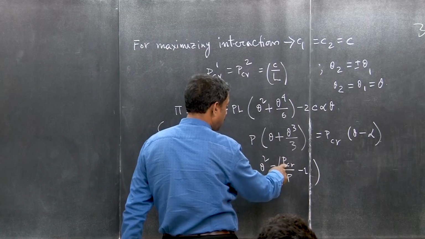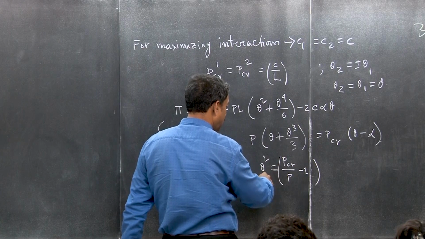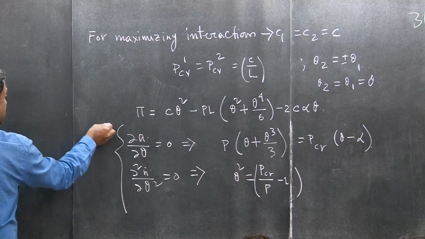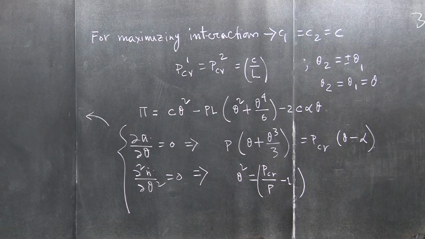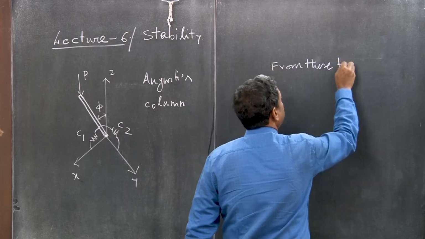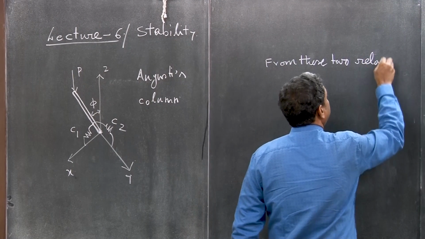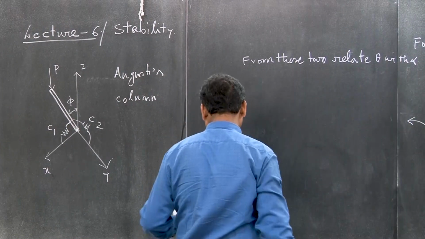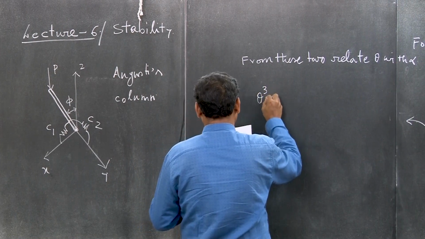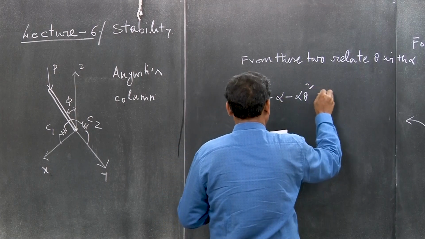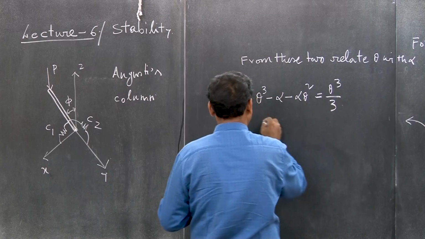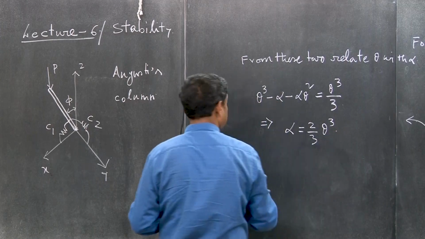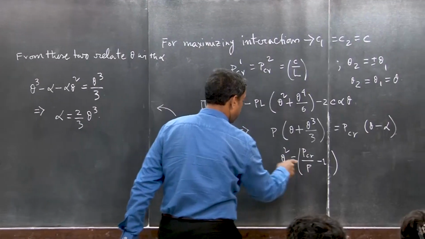So, we can write PCR is nothing but 1 over 1 plus theta square. Combining these two expressions, let us relate theta with alpha. You please see that theta cube minus alpha theta square is equal to theta cube upon 3, and from here you will get alpha is equal to 2/3 theta cube, and then I will just write P by PCR.